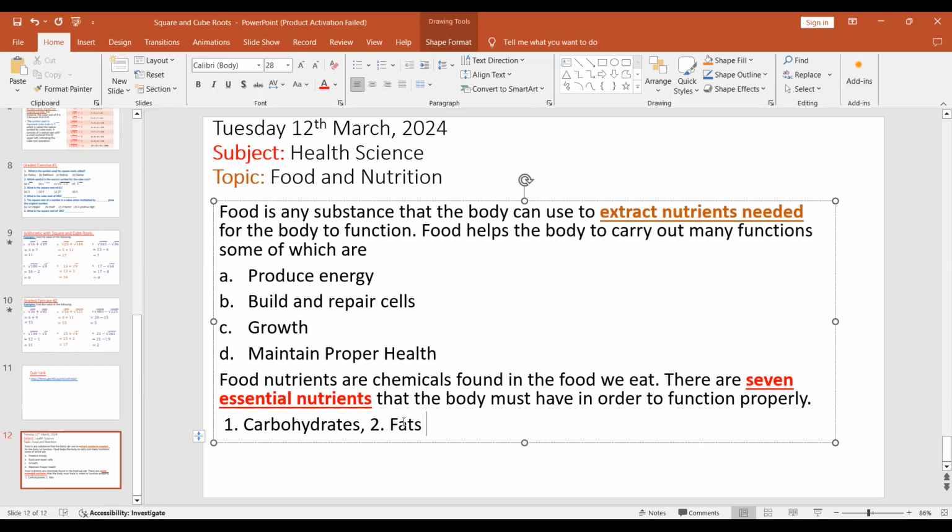Right? We get fats from oils. You can also get fats from avocado. Yeah, interestingly enough, avocado has fats in it. What else? The third one is protein. What is protein?